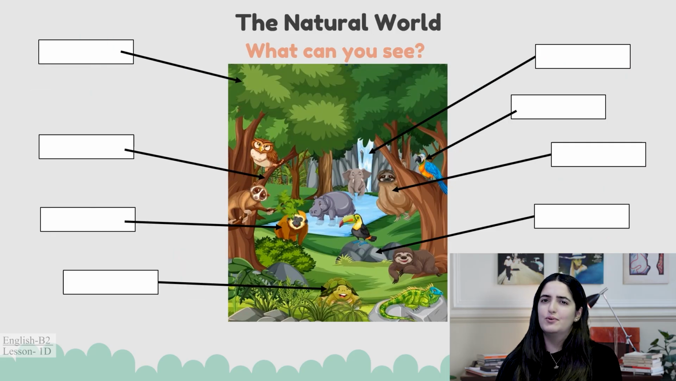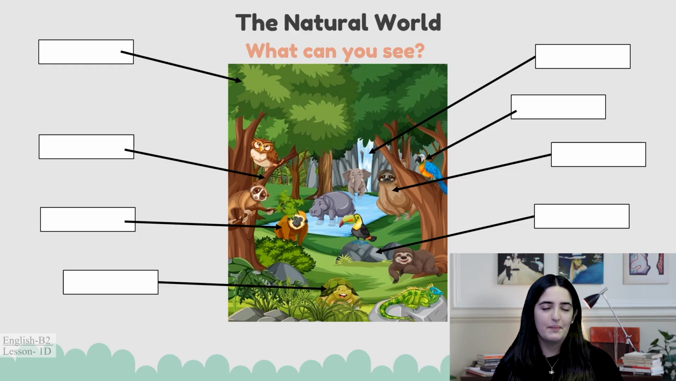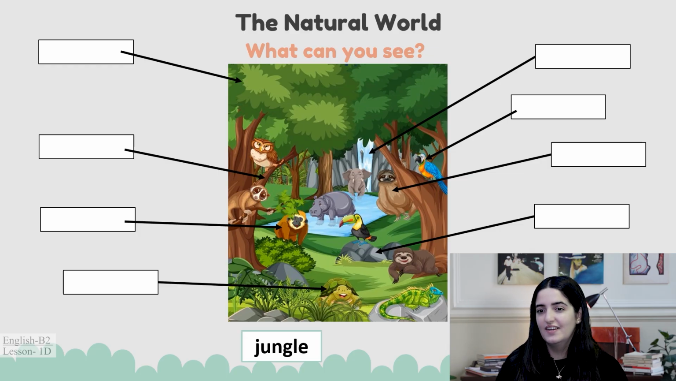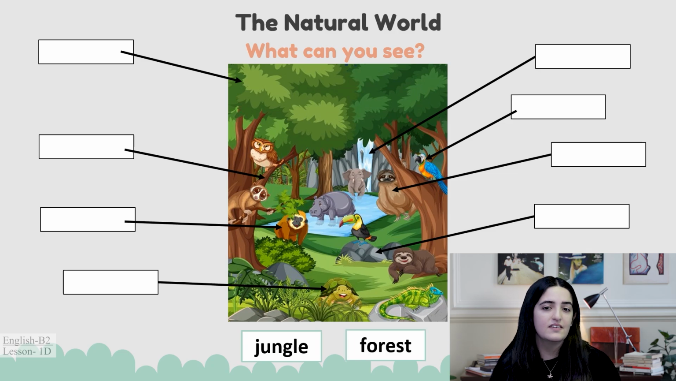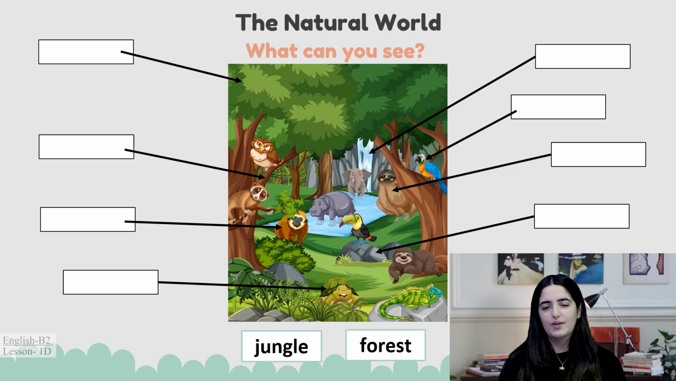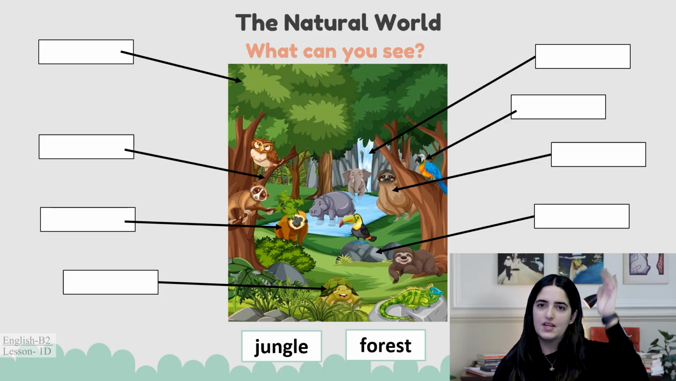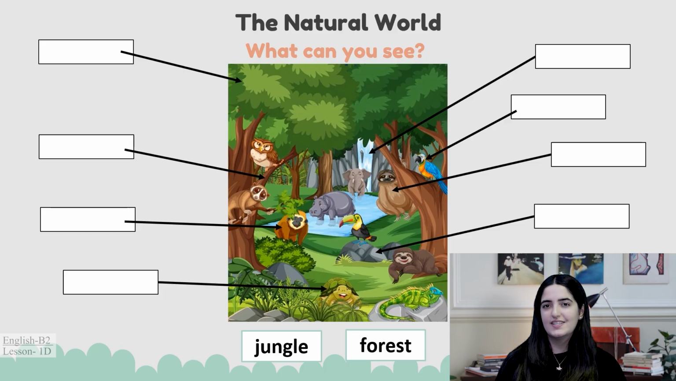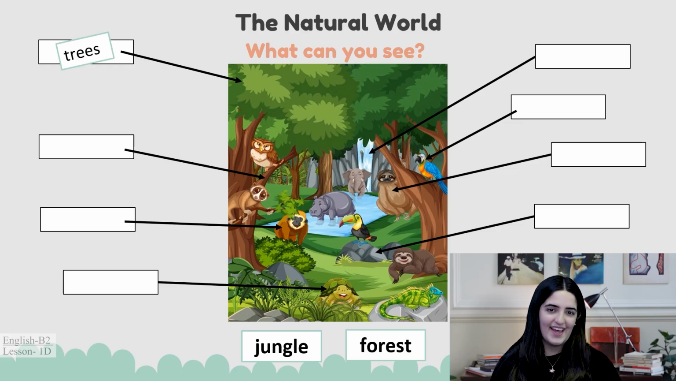What would you call this? Pause and let me know. Well, maybe you said jungle. Maybe you said forest. Maybe you said rainforest. Okay, but we can call it all of those things right now. Let's go through what we can see. Starting at the top again, what is that? Pause and answer. That's a tree again. Well done.